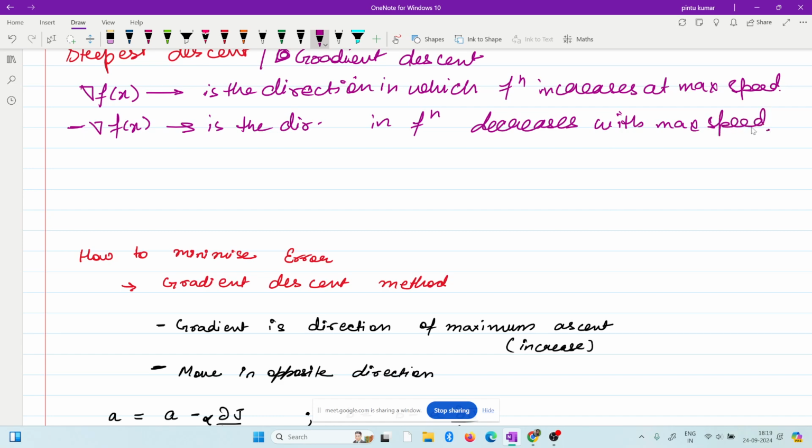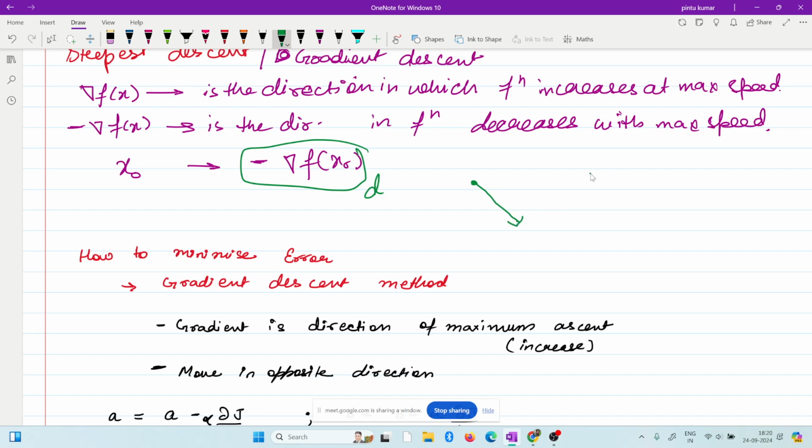So the idea behind using the steepest descent method is, let's say I begin at some arbitrary point x naught. What I do is I calculate the negative of the gradient at this point x naught. So standing at x naught, if I move in this particular direction, let's call this d, then I'm decreasing my function at maximum speed. So let's move in this direction d.